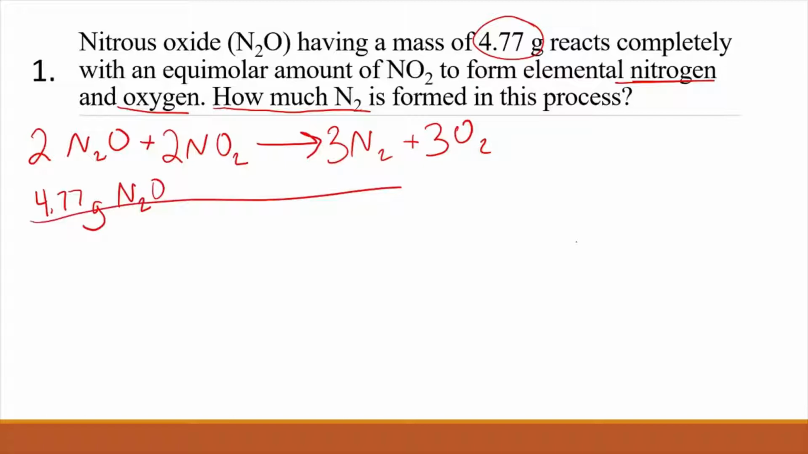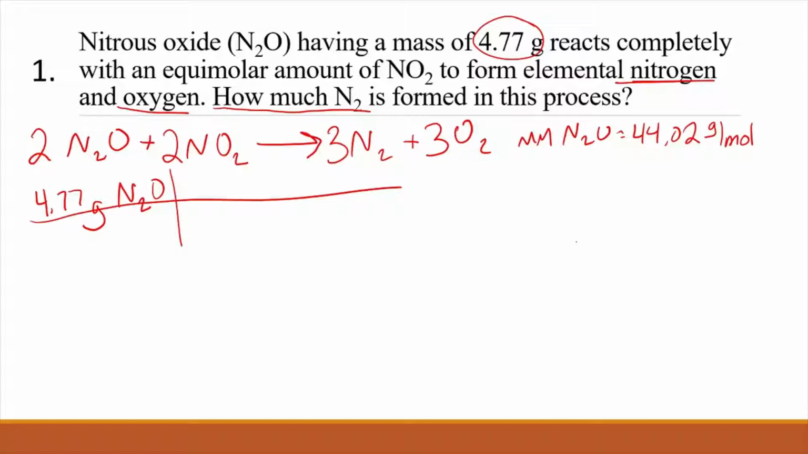So we have 4.77 grams of N2O. And our first step is to convert this to moles. And so to go from mass to moles, we need molar mass. So you have to calculate the molar mass of N2O. When you do that, you need the molar mass of nitrogen, and you have two of them, plus the molar mass of oxygen. And when you add those all together, and you can always look this up to check your work, you get 44.02 grams per mole.